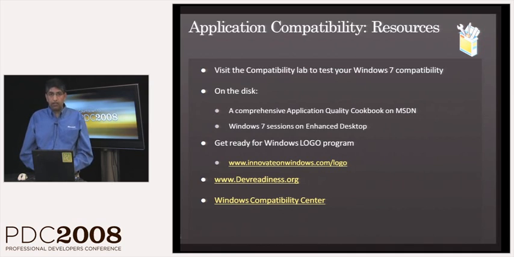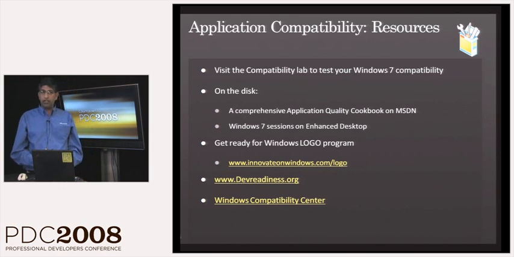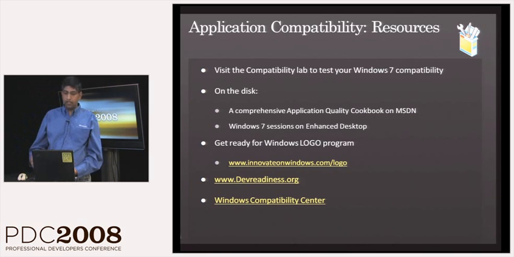There's also a website called devreadiness.org. This is a purely developer-centric website which tells you about a lot of topics on Windows 7 and Windows Vista and how to get your applications compatible with these platforms. Lastly, there's the Windows Compatibility Center. This is an end-user-facing website which was released recently, where end users can go check their applications and devices to see if they're compatible with their operating system. The reason why I'm bringing it up here is that as developers and ISVs, you can contact us to see if you want to list your applications and devices as compatible on this website.